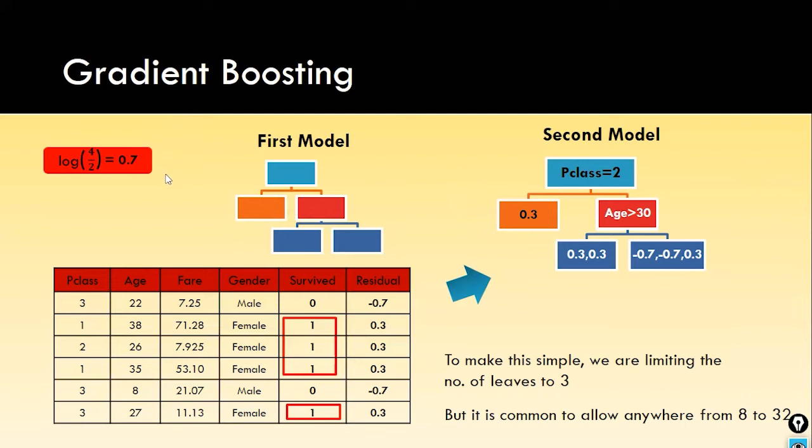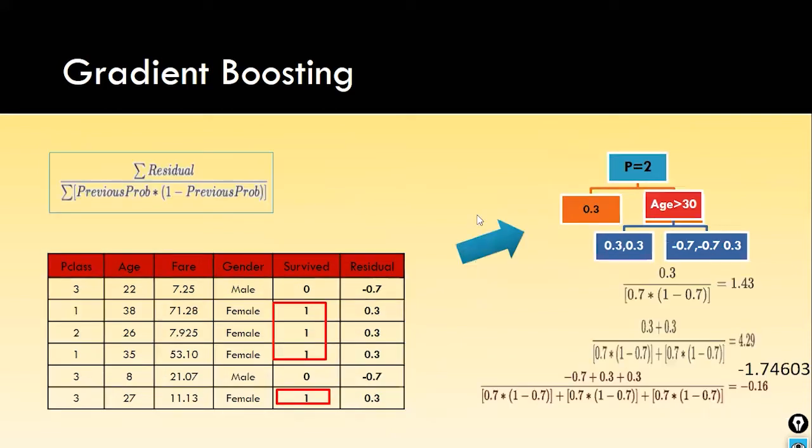The predictions are in terms of log odds, whereas in the leaf we have the values in terms of probability. So what we are doing is using an equation like this: the numerator is the sum of residuals in that particular leaf, divided by the denominator, the sum of the previous prediction probability for each residual multiplied by 1 minus the same previous prediction probability.